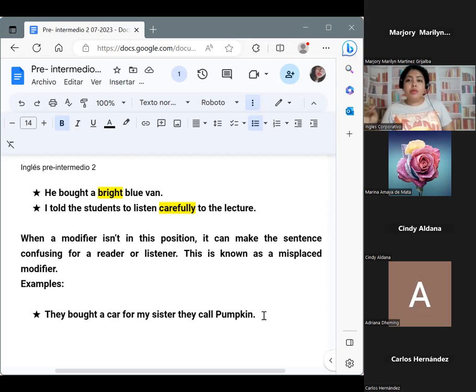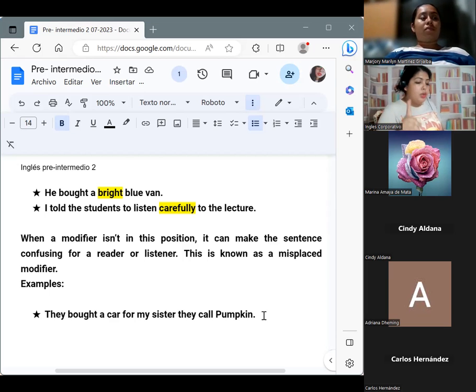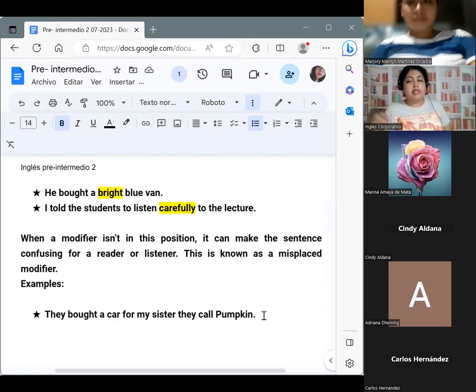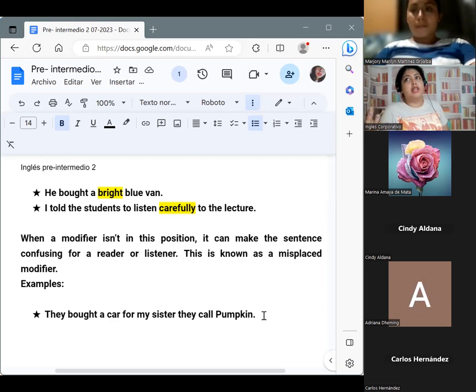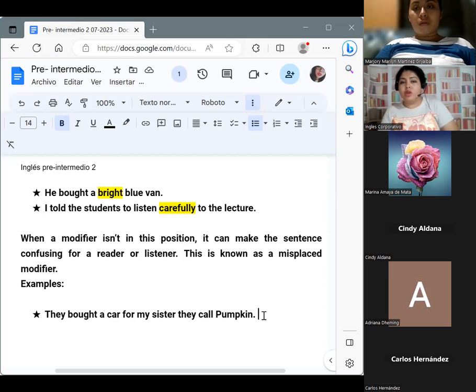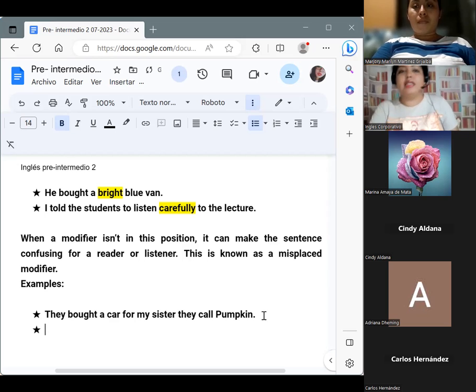That is why we are making a mistake in this statement. So, we need to change something in the sentence to make it more clear. Porque aquí nosotros entendemos que le compraron un carro a una persona, pero la última parte como que no se entiende. ¿Por qué llamaron a calabaza o por qué llamaron una calabaza? That's the mistake. Entonces, vamos a ver cómo quedaría de forma correcta esta oración.